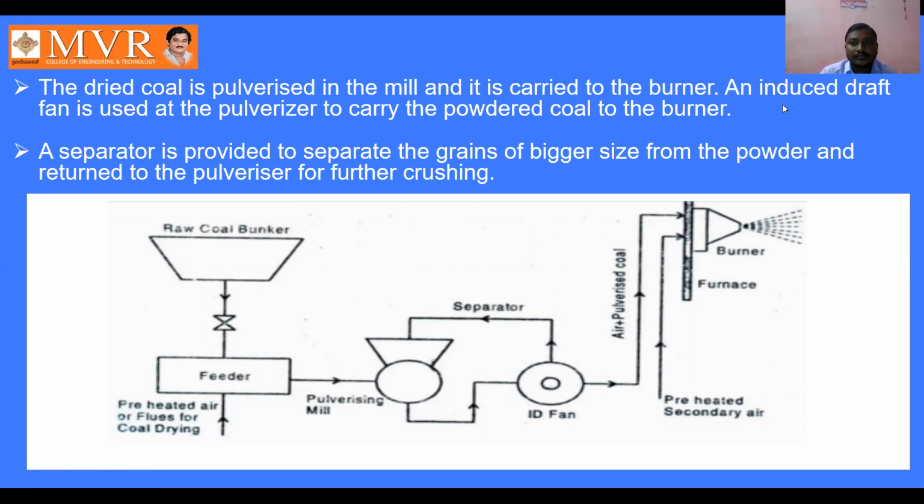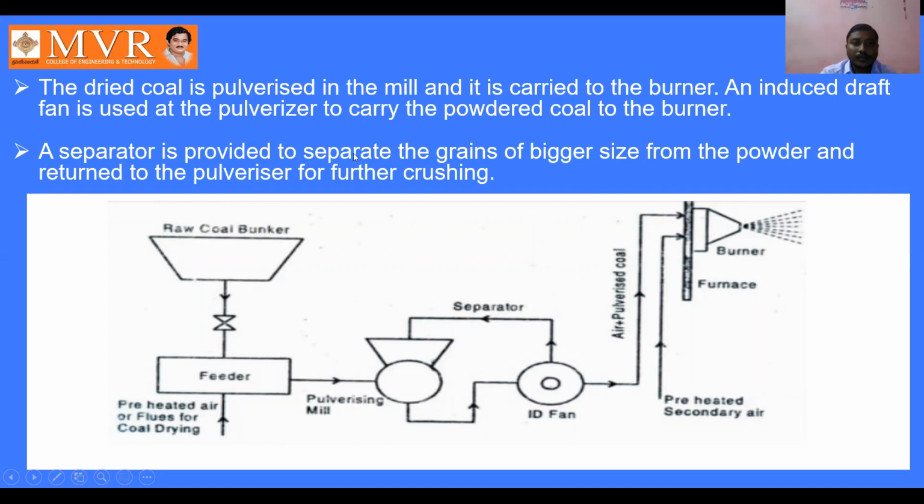And an induced draft fan is used at the pulverizer to carry the powdered coal to the burner. Here, the ID fan is used at the pulverizer to carry the powdered coal to the burner. By using this fan, we transfer the powder up to the burner.